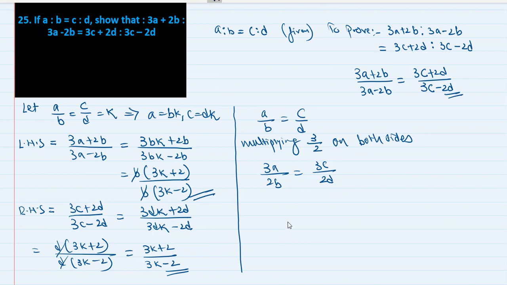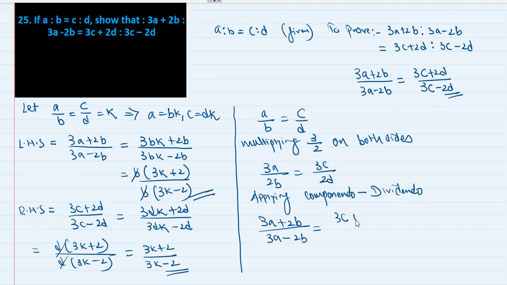Then applying componendo dividendo, what do we get? 3A plus 2B upon 3A minus 2B. Here I am getting 3C plus 2D upon 3C minus 2D. That's componendo dividendo, and directly you get your answer, which you have to prove.